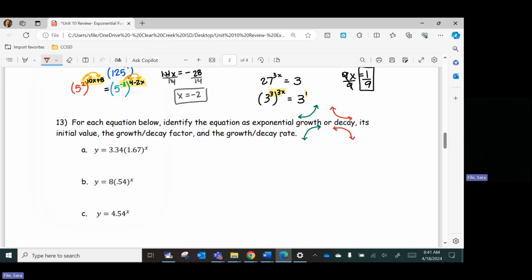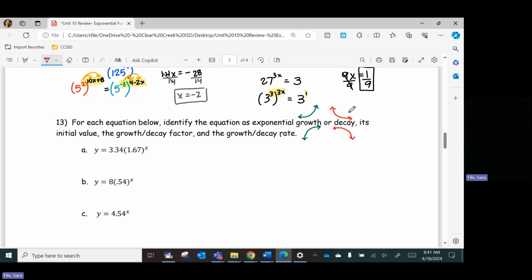If it looks like that, that's decay because it's decreasing left to right. So to answer whether it's growth or decay, you either have to know the base value and transformation rules to be able to visualize it, or you can just plug it in and look at the graph and say, is it increasing from left to right, or is it decreasing from left to right? That answers the first question, okay?